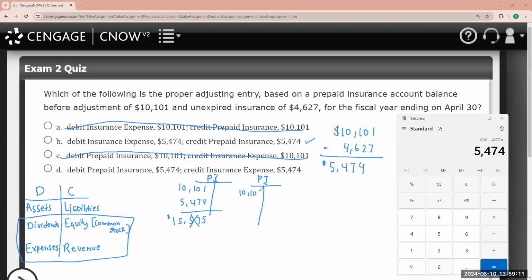Debit balance of $10,101, a credit balance of $4,627, and this would give us an ending balance in our prepaid, this incorrect amount. So we would have a credit to our prepaid insurance account of $5,474. And when we do the math, that gives us an ending balance of $4,627. So again, that is why it is so important that as you go through these problems, you go back to the fundamentals of accounting, because they will continue to apply. So B is our correct answer.